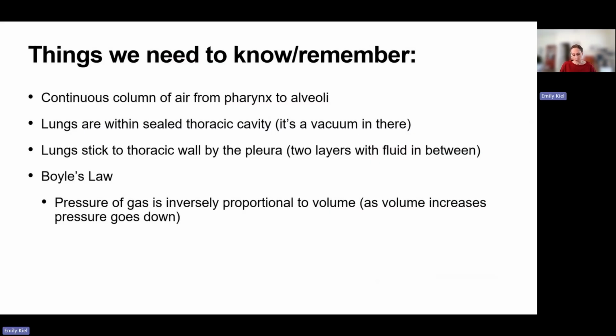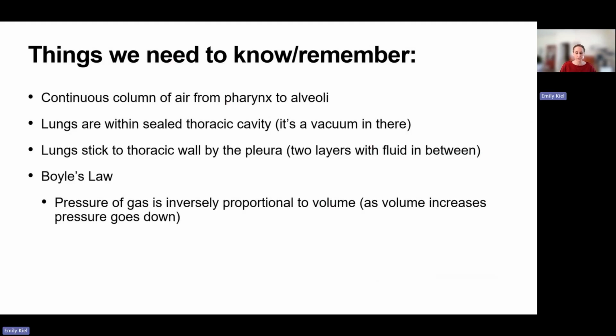Remember, lungs are sealed within the thoracic cavity. It's a vacuum in there. That's why it's a big problem if you have a wound that goes from the outside into that pleural cavity; it's no longer a vacuum. You're no longer going to be able to get those lungs expanded. The lungs will stick to the thoracic wall by the pleura. So there's some fluid in between, and that kind of helps keep them open and aerated.